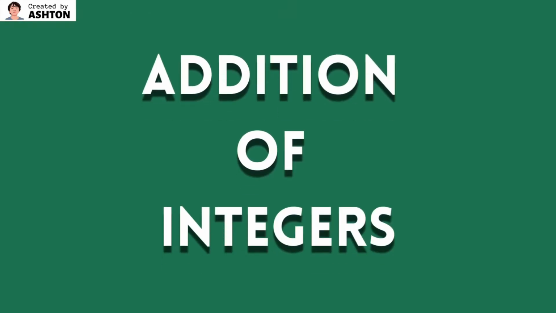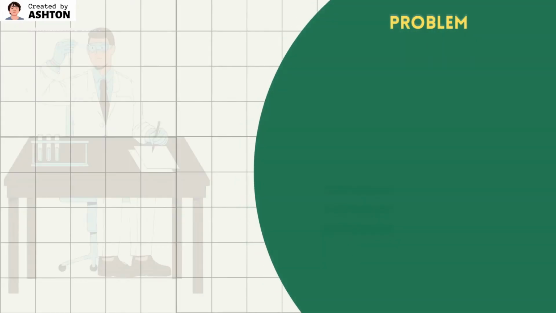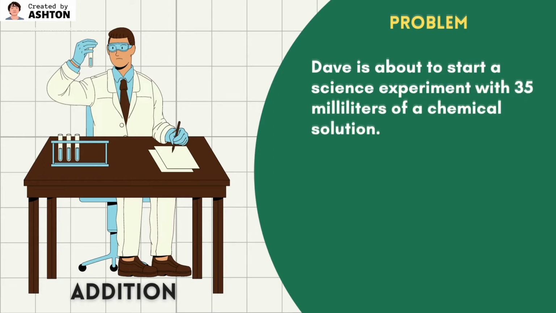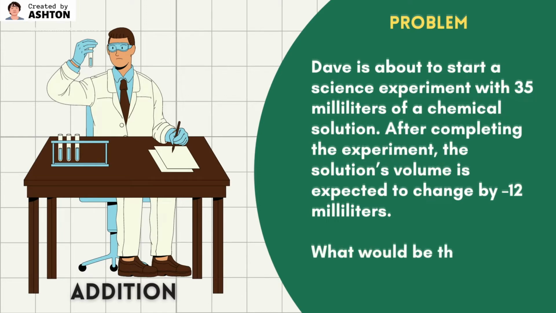Addition of integers. Dave is about to start a science experiment with 35 milliliters of a chemical solution. After completing the experiment, the solution's volume is expected to change by negative 12 milliliters. What would be the expected final volume of Dave's solution?